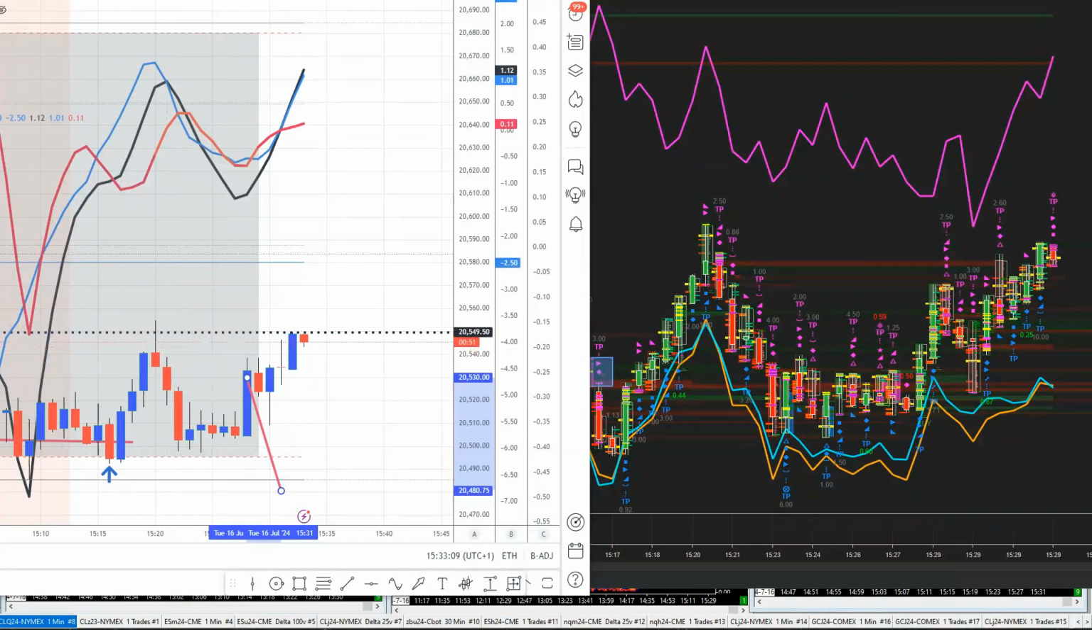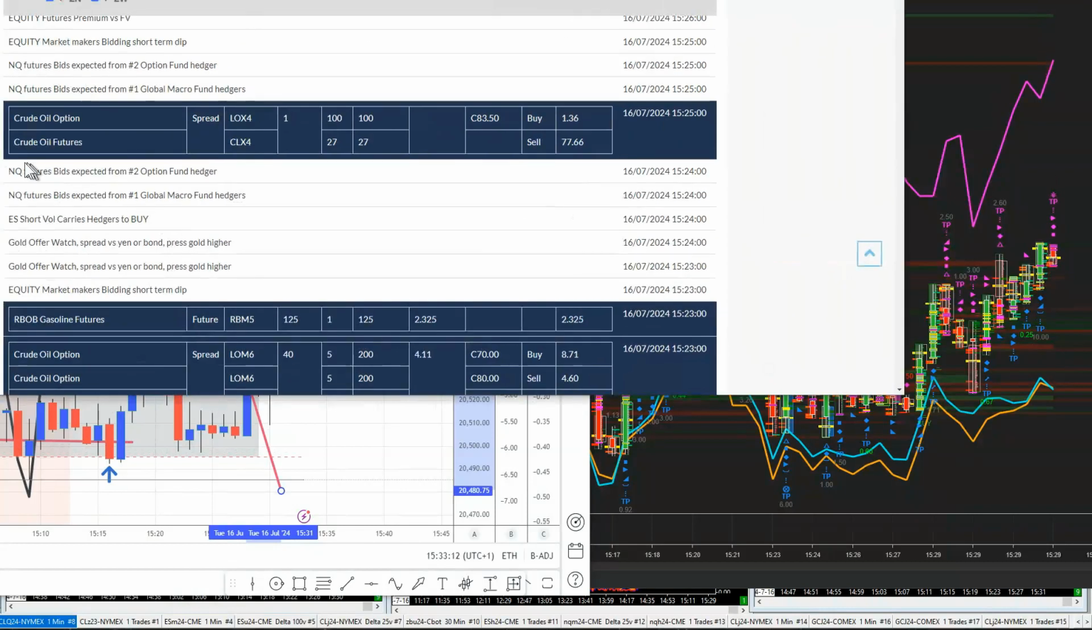What happened on the retest at 1520? NASDAQ, bids expected from the #1 global macro fund. NASDAQ futures, bids expected from the #2 option fund. So we had some bidders coming into the tape here. We're building a narrative, aren't we? 1524, we're building a narrative on the NASDAQ. 1525, NASDAQ, bids expected from the #1 global macro fund, and from the #2 option fund. So at 1524, 1525, we're being told that there's a narrative building to buy into the global macro fund bidding.